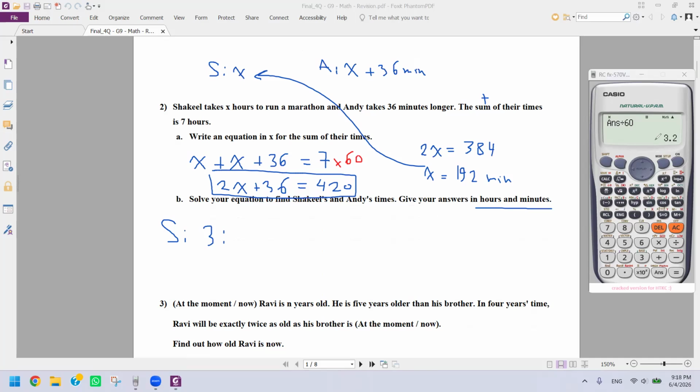And how many minutes? How would I know? 3 hours is 180 minutes. How much is left from 192? 12 minutes, because 192 minus 180 is 12. So for him, it takes 3 hours and 12 minutes. Now for Andy, it's 36 minutes extra. So we need to add 36 here. So she will be 3 hours and 48 minutes.